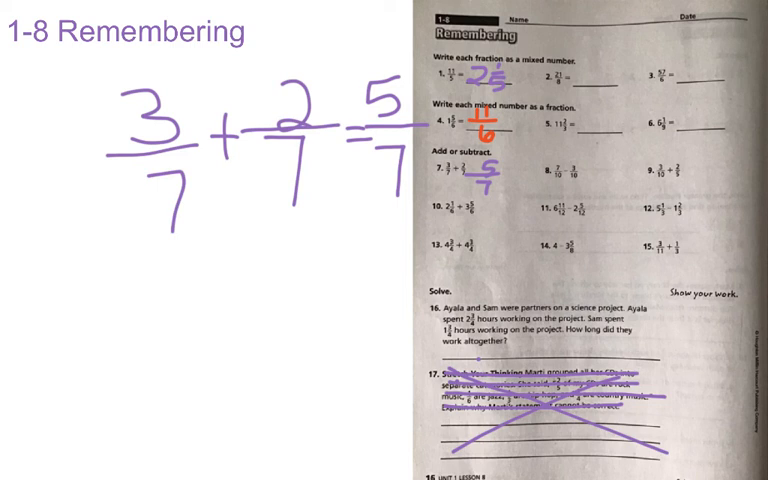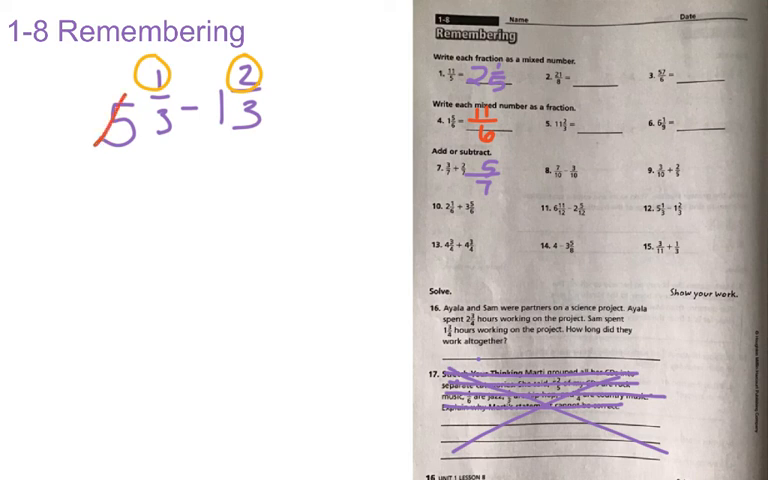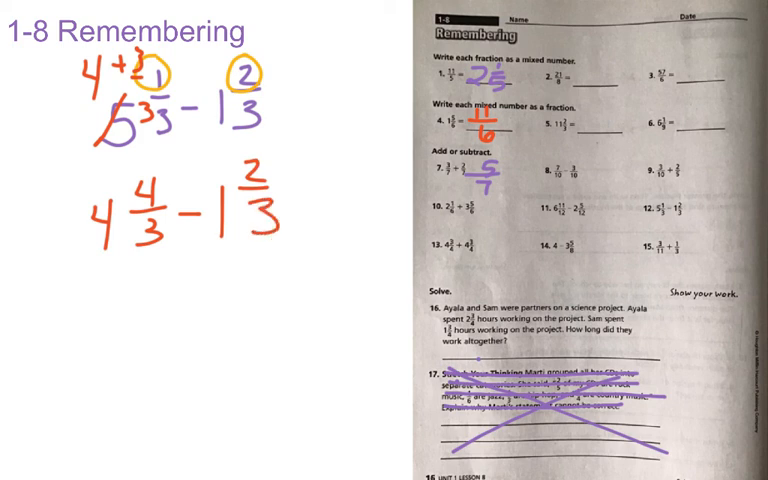And I'm going to go ahead and review number 12 with you, because that's another one where we're borrowing from the whole. And number 12 reads 5 1/3 minus 1 2/3, and we can't just subtract that fraction because the 2 is bigger than 1. So we need to borrow from our 5, and we need to take out 1 whole, which is 3/3. 5 becomes a 4, so we have a 4, and then we're adding 3/3 to this fraction, and 3 plus 1 is 4. Our denominator stays the same, and now we're subtracting 1 2/3. So 4 4/3 minus 1 2/3.